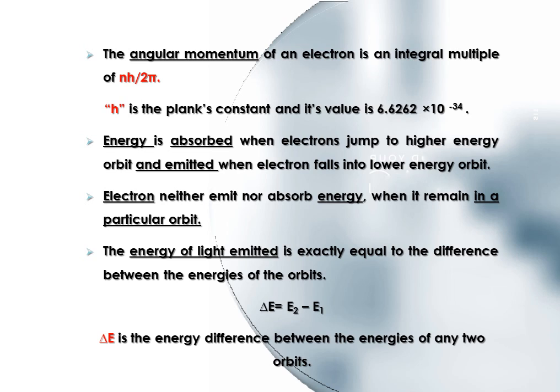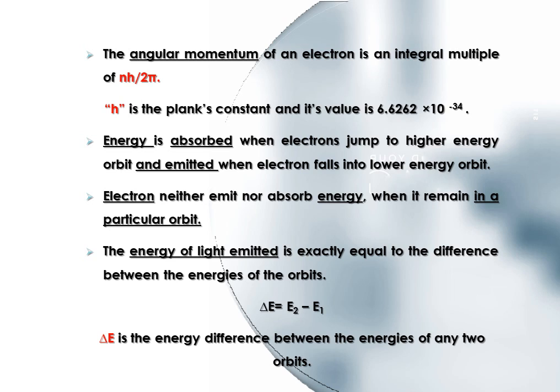E2 shows the energy of the higher orbit, or the energy of the second orbit, and E1 is the energy of the first orbit, or you can generally say the energy of the lower orbit. If you want to find the difference between the energy of two orbits, then simply subtract the energy of the electron in the lower orbit from the energy of the electron in the higher orbit. Then you will get the difference between the energy of any two orbits.